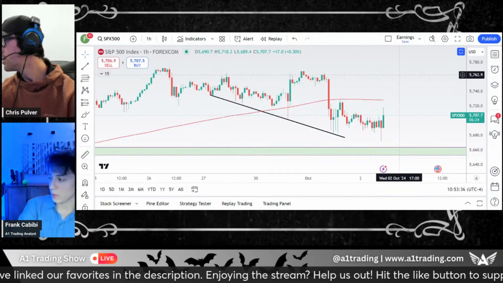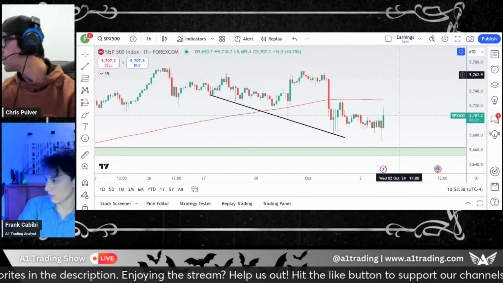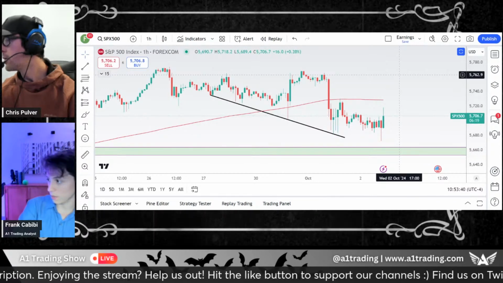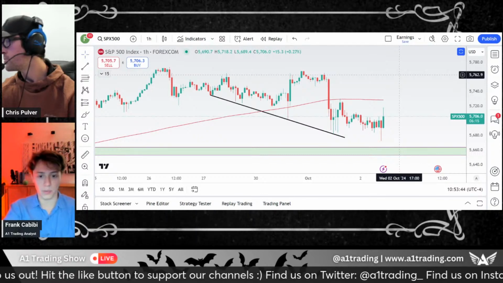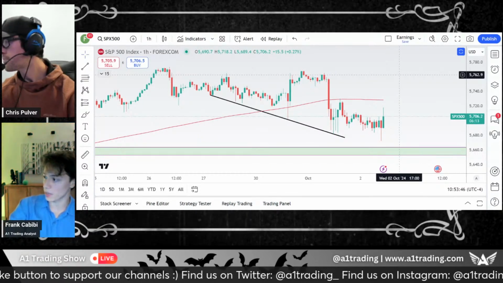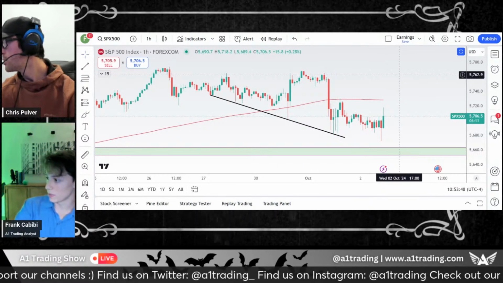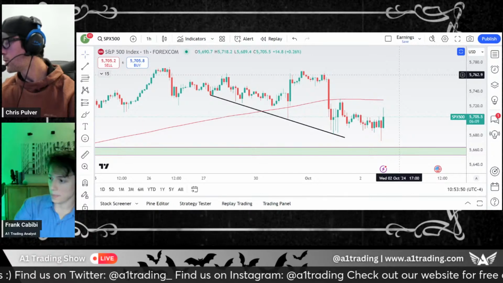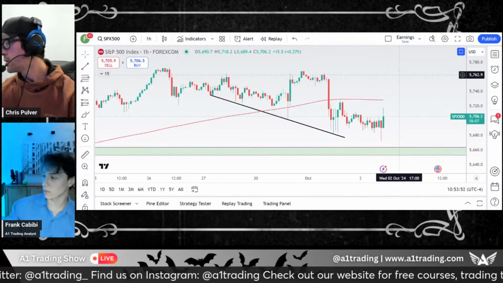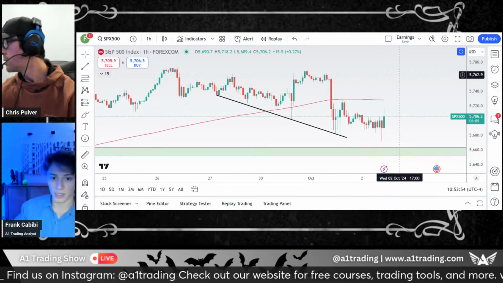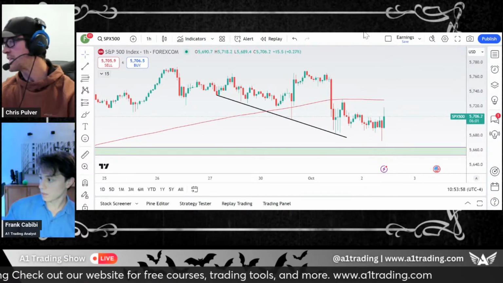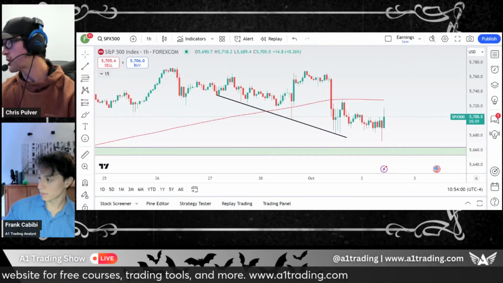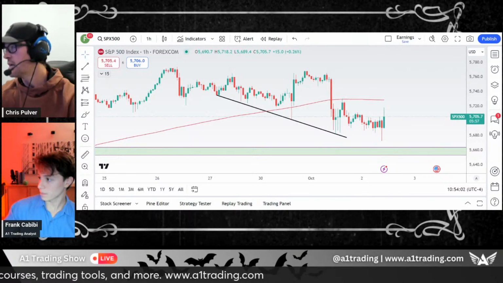Just as long as we don't break under that level. I don't really see a real catalyst for a move lower unless something worse happens out in the Middle East, which would be bad. But today seems not as heavy as yesterday. Yesterday was definitely leaning like, all right, we've got another rough start to the month.